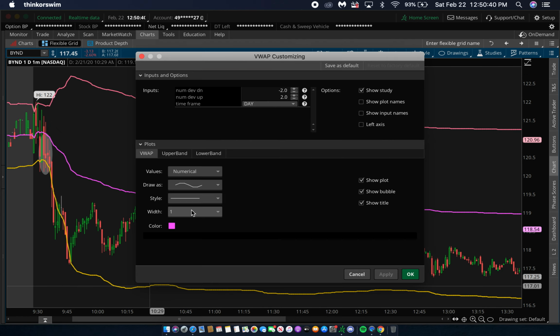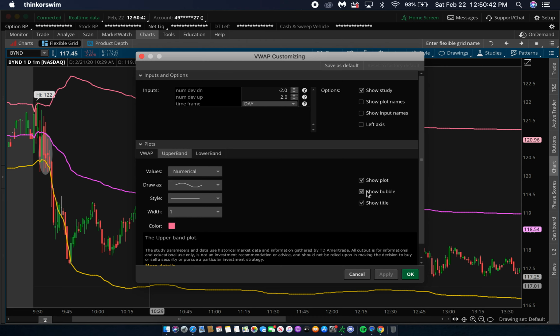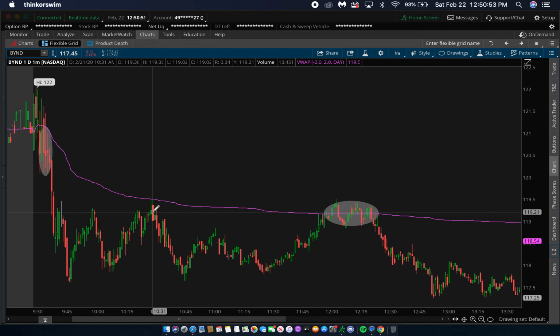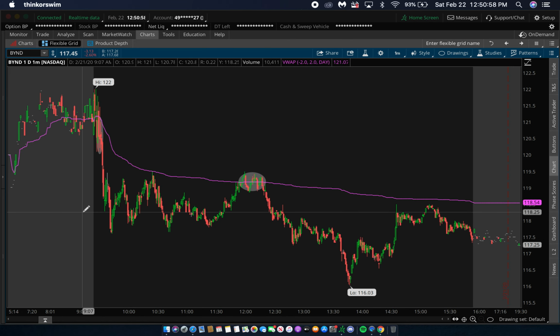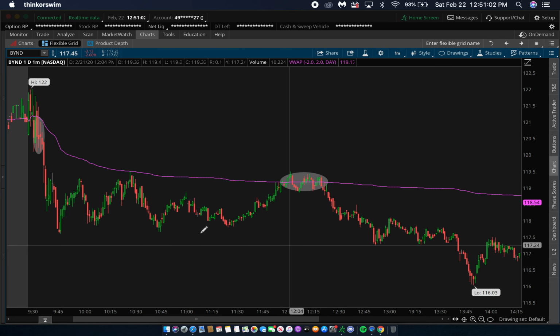If you go to edit study, you can take off the upper band and lower band. I have some charts with them on and I have some charts with them off. So to turn them off, you're just going to hit show plot on the upper and lower band. Click it and make sure it's unchecked. And now you'll just have a middle VWAP. I use this on my smaller time frame charts, and then on my larger time frame charts, I'll put the upper and lower bands on.